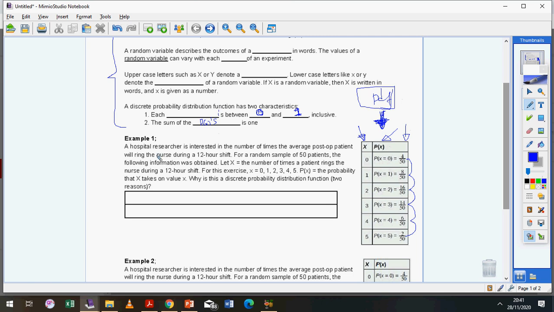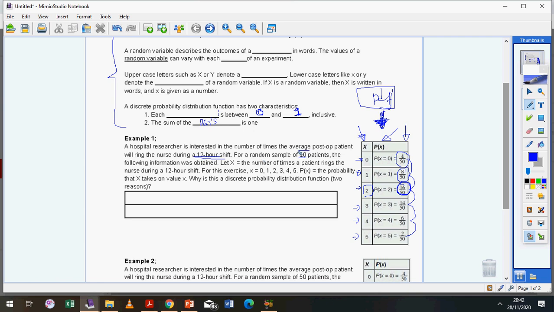A hospital researcher is interested in the number of times the average post-op patient will ring the nurse during a 12-hour shift. For a random sample of 50 patients, the following information was obtained. X is the number of times the patient rings the nurse during a 12-hour shift. So the patient can ring the nurse 0 times, once, twice, 3 times, 4 times, or 5 times. And the probability for each of these is given in the table here. For example, 16 out of 50 is the probability that a patient rings the nurse 2 times in a 12-hour shift.